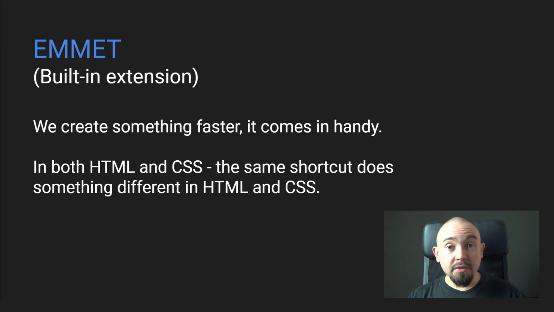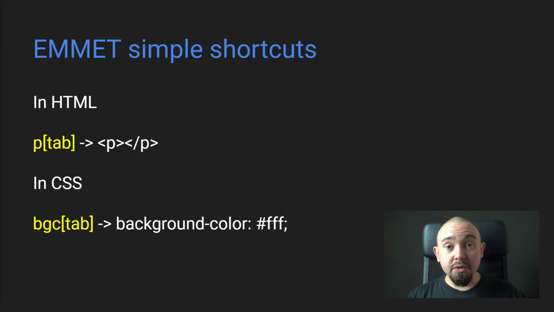We also started using Visual Studio Code's built-in extension called Emmet. Emmet lets you write code faster and you should start using it from the very beginning. Emmet is useful for both HTML and CSS. It's good to know that the same Emmet shortcut does different things in HTML and CSS files. Emmet is especially useful at the beginning when we create the tags.